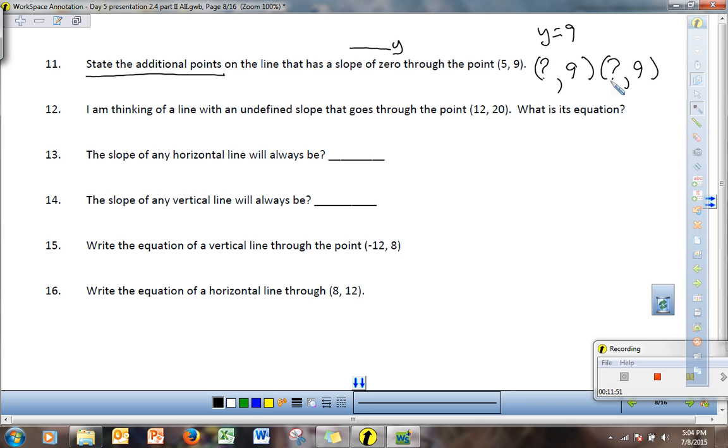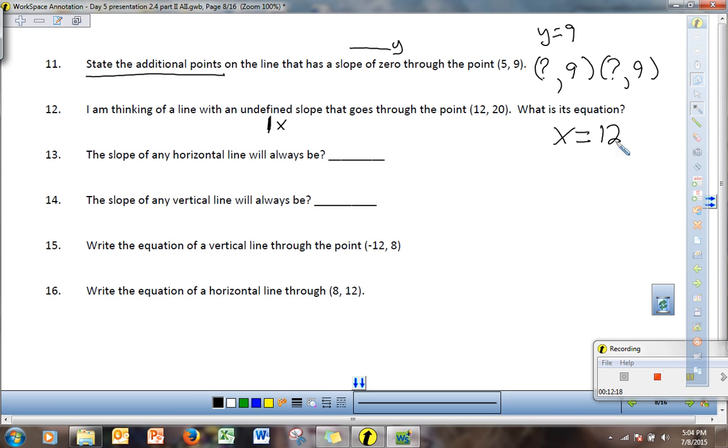Number 12. I'm thinking of a line with an undefined slope that goes through the point (12, 20). What's the equation? Let me give you a heartbeat, see if you could think of it. Undefined is vertical. Vertical cuts the x. This equation, x equal the x-coordinate of 12.